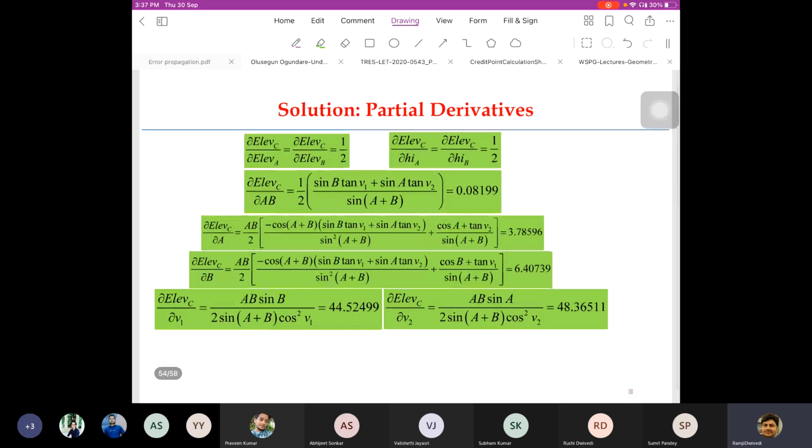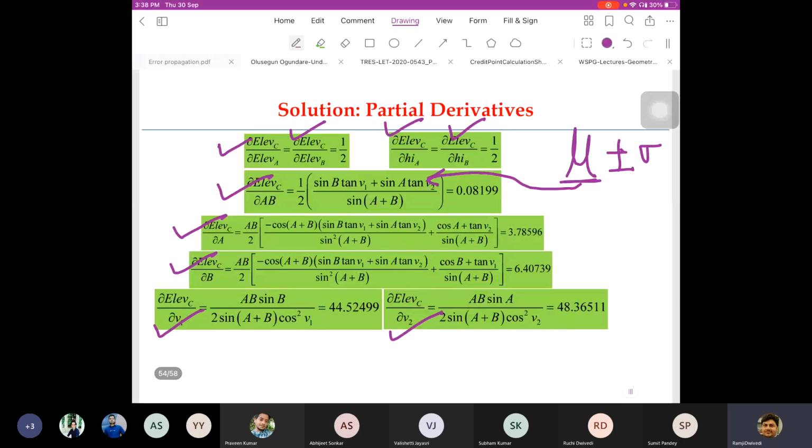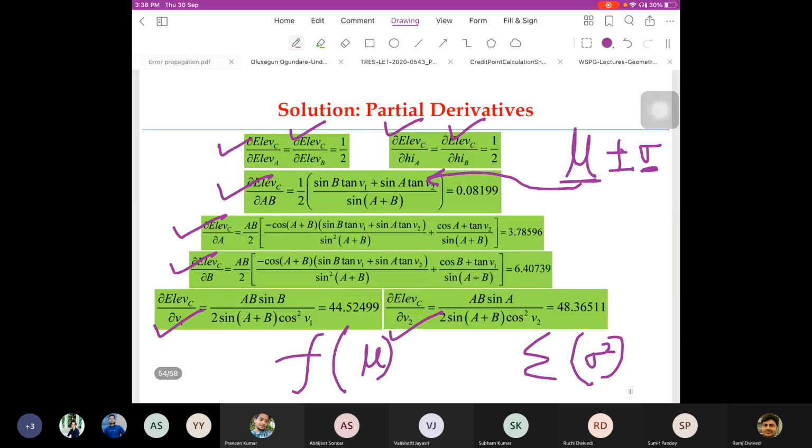Now this is the solution. See the partial derivative. How many times partial derivative? 9 times. First, second, third, fourth, fifth, sixth, seventh, eighth, ninth. So now you have got values also. Values are given in terms of mu plus minus sigma. Mu will be used in function evaluation. Sigma will be used in error evaluation. Always see, function will be evaluated based on mu and error will be evaluated based on sigma.